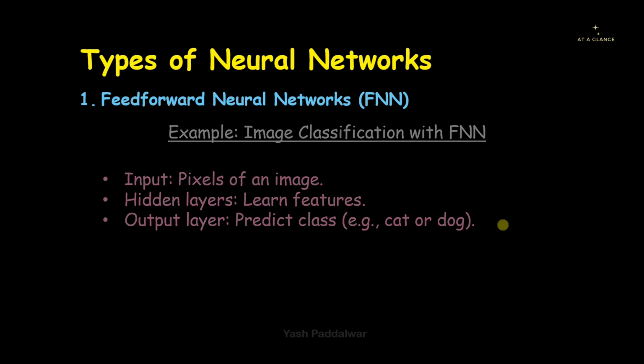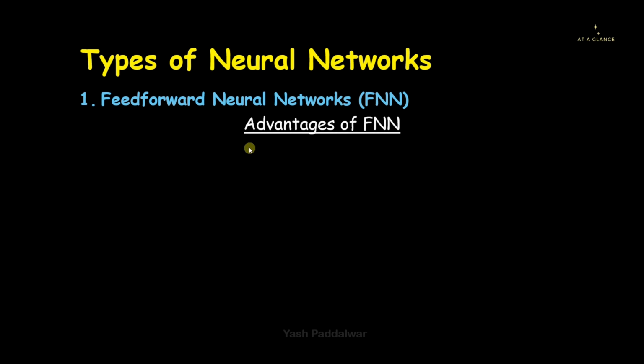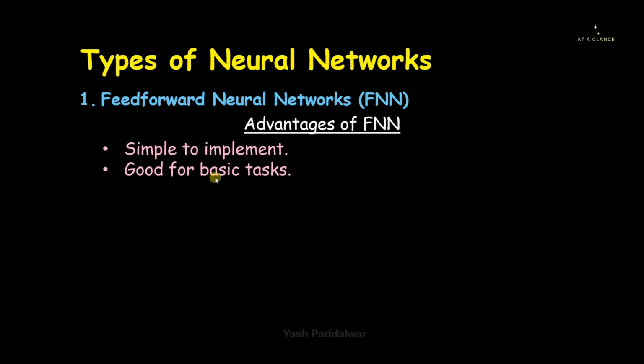Now that we have seen the example, let's move on to the advantages and drawbacks of FNN. First, let's see the advantage. It is simple to implement. Yes, feed-forward neural networks are like newbie neural networks. Now as it is simple to implement, it is good for only basic tasks. This type of neural network is best suited only for structured data.